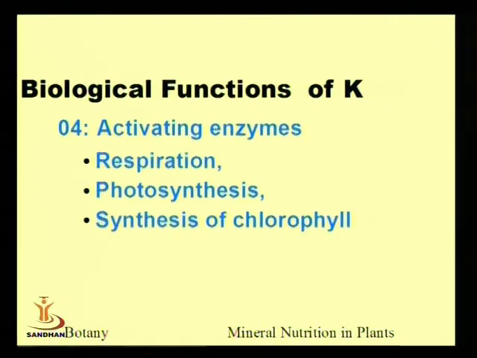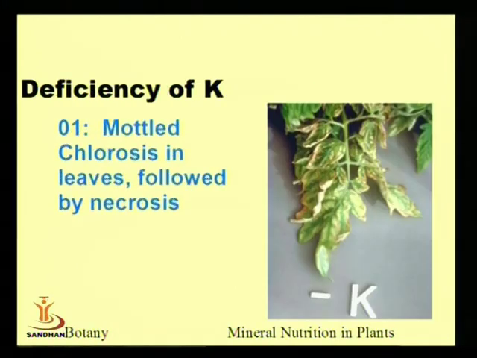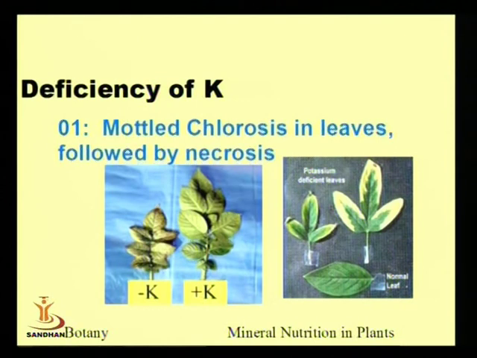It is activating certain enzymes which are essential for respiration, photosynthesis, and synthesis of chlorophyll also. Now the deficiency will lead to mottled chlorosis in the leaf. Mottled means a kind of crumples will be there, which is followed by necrosis, means tissue will be damaged. So initially it will be chlorosis followed by necrosis in the leaf. One can see the stunted growth and situation in the photographic condition. Here one can see the normal one, and others are because of the deficiency, right?